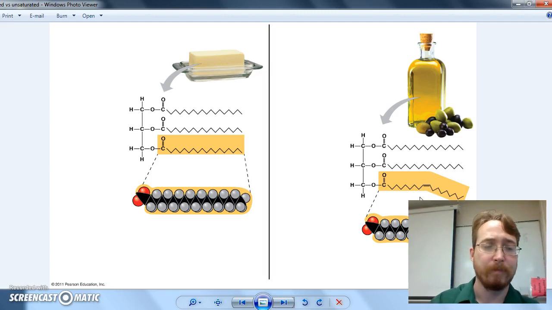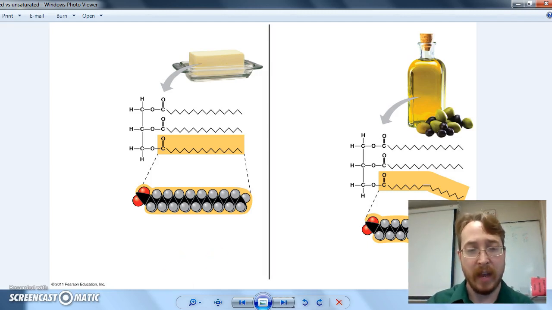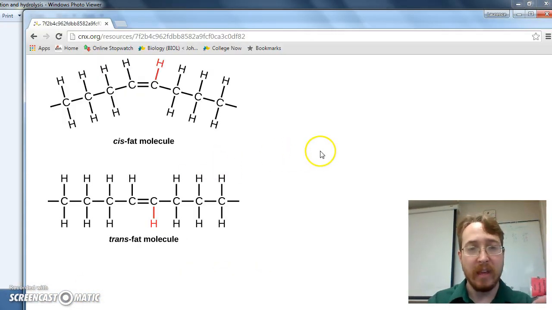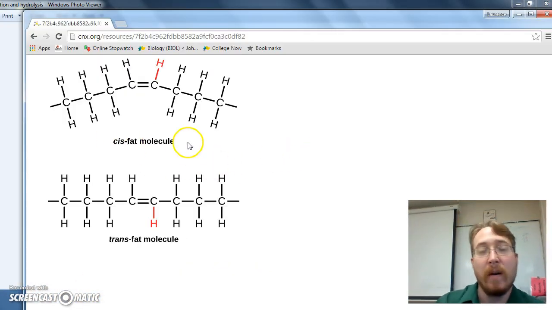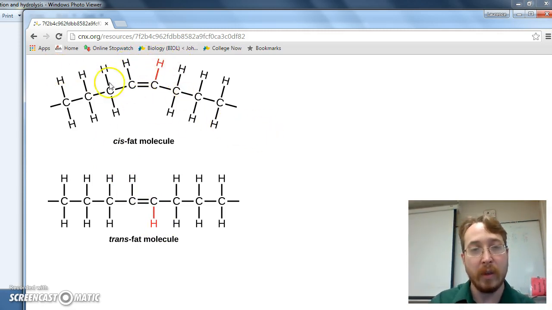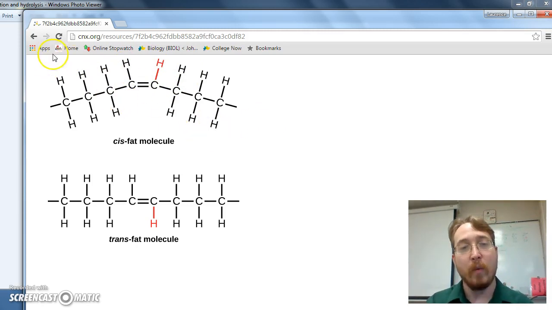There are 2 different types of unsaturated fatty acids. These guys, the cis formation and the trans formation, and that has to do with where the hydrogen is. If it is trans formation, the hydrogens are on opposite sides of the double bond, and if it is the cis formation, the hydrogens are on the same side of the double bond. What we saw on the other picture with the olive oil, that was the cis formation.